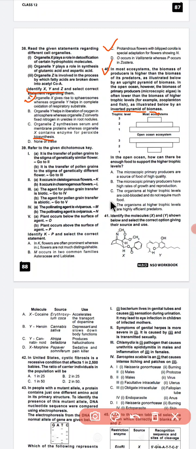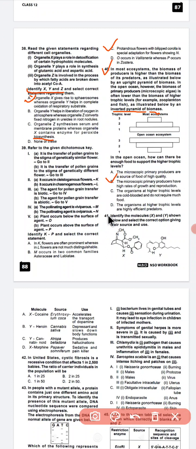In question number 40, the microscopic primary producers are a source of food of high quality. The microscopic primary producers have high rate of growth and reproduction. Organisms at higher trophic level are cold-blooded and do not require much food. The organisms at higher trophic level are highly efficient predators. These are the 4 options that we have. You have to choose the best answer among these, and the correct answer option is B. That is, the microscopic primary producers have a high rate of growth and reproduction.